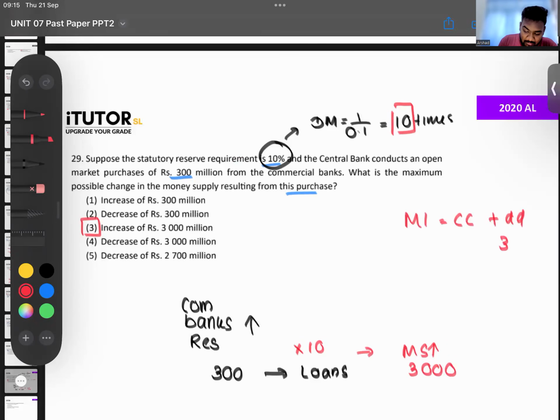According to this, DD goes up by 3,000. Currency held by public is not affected. They are not saying that a customer is depositing or a customer is withdrawing. So therefore, money supply also goes up by 3,000.